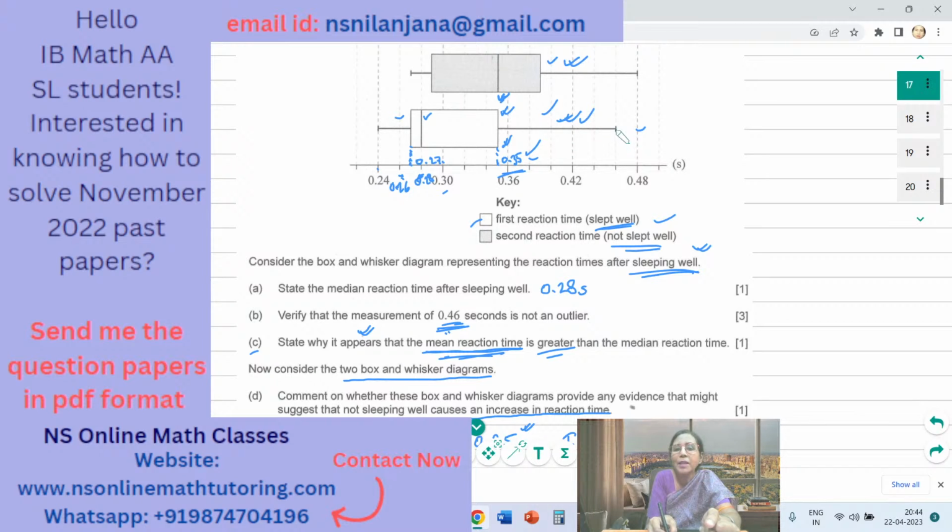Also the maximum reaction time for those 9 adults who have slept well is 0.46. This one is 0.48. This difference is not so pronounced, but of course this one is 50% and this one is 75%, where it's much more pronounced. By looking at these box plots, we can infer that the reaction time increases when the adult is not sleeping properly, but the sample size of 9 adults is too small to say anything conclusive.